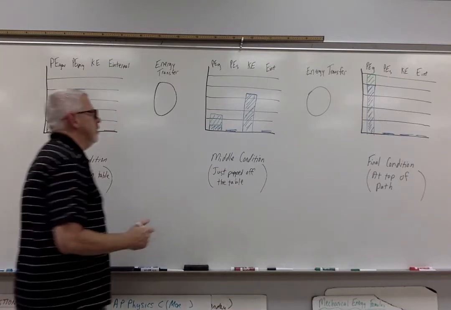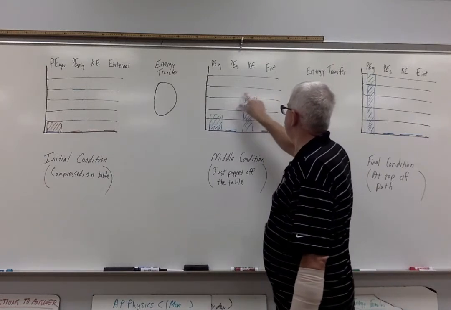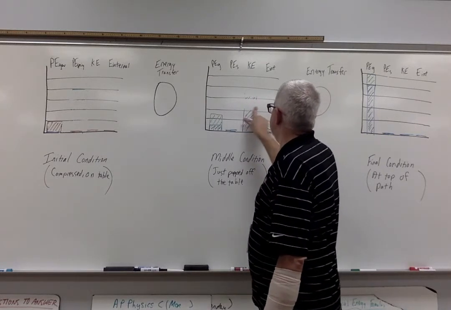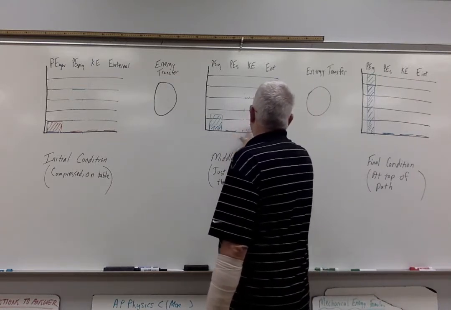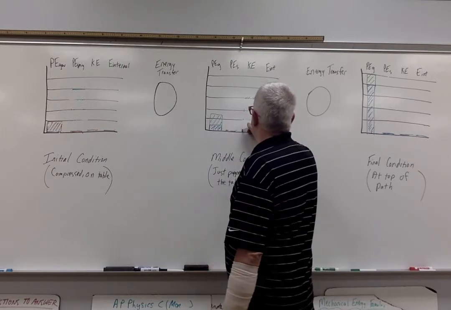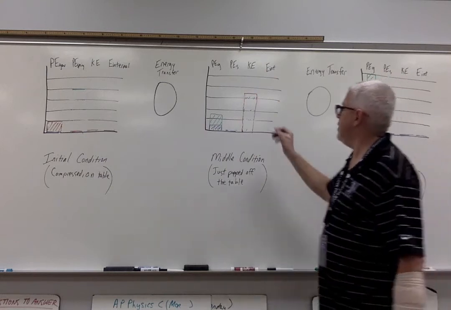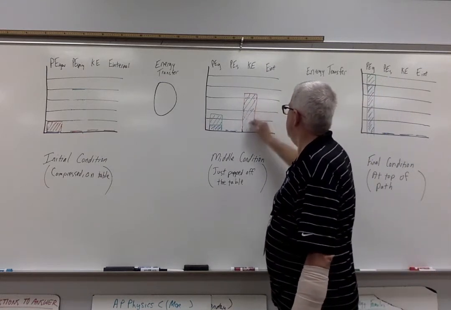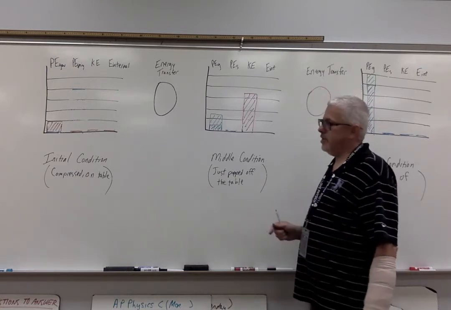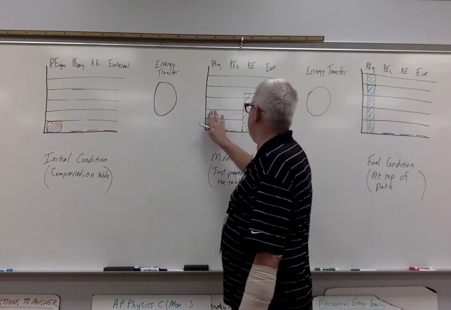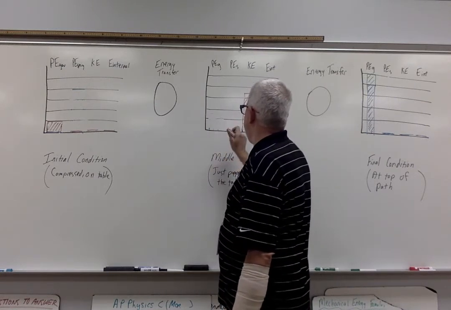What about over here? Well, where it just popped off the table, it's moving pretty fast, so it still has kinetic energy. In fact, I would say it has the same amount as it had before, 3.5 bars of kinetic energy. And it's still the same height above the ground as it was before. So I'm going to say it has 1.5 bars of gravitational potential energy compared to the floor.